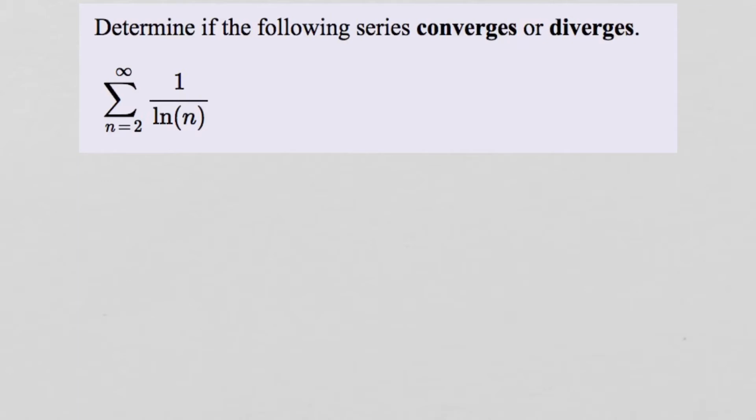So let's talk then about the direct comparison test. Recall, the direct comparison test is where we're comparing our original series to another series. Specifically, we use the notation a sub n and b sub n to denote our two series. So a sub n is our given series, and we're comparing it to b sub n. Now, one thing that's important with the direct comparison test is an order.